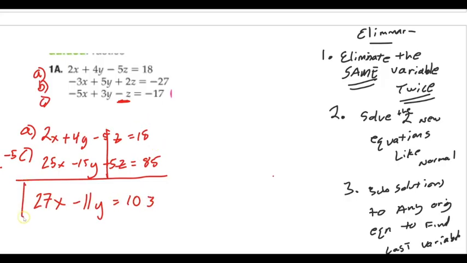That's my first new equation. Box it, that's my new equation: 27x minus 11y equals 1. The key to this is to get rid of the same variable twice. I got rid of the z's, I gotta do it again.